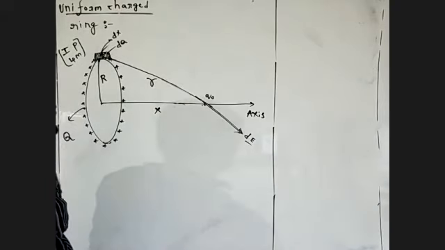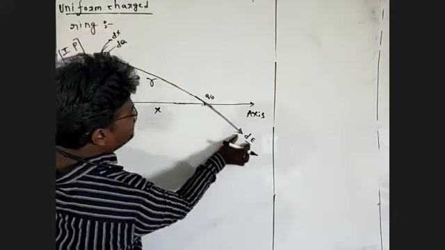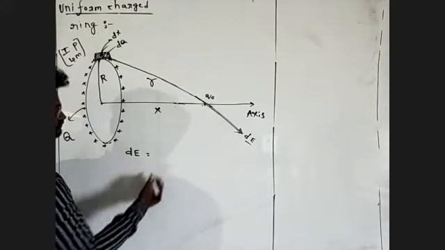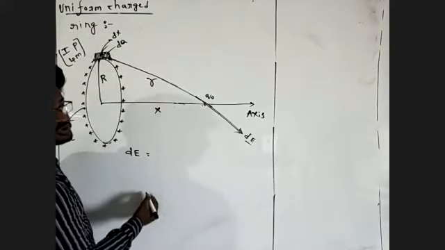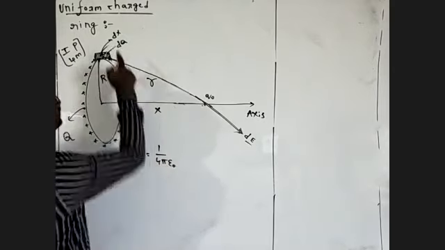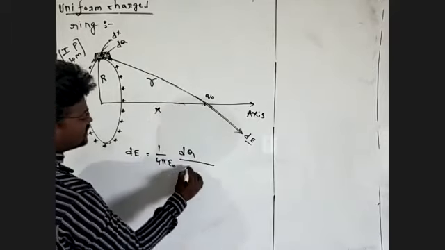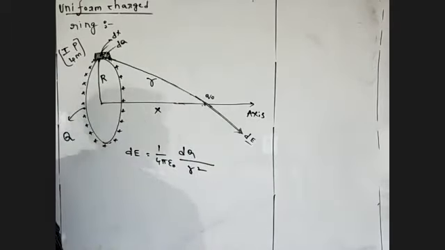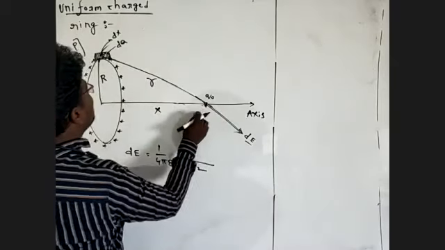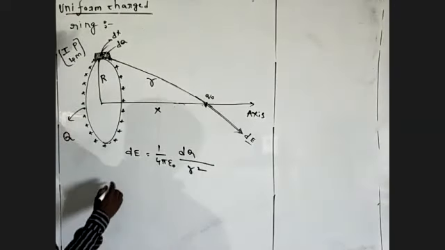Now you will see this is dq, this is Q naught, and this is the direction of electric field. The small electric field dE is equal to 1 by 4 pi epsilon times dq by r square, where r is the distance between the two charges. This is an element, a point charge. Now, what is r?